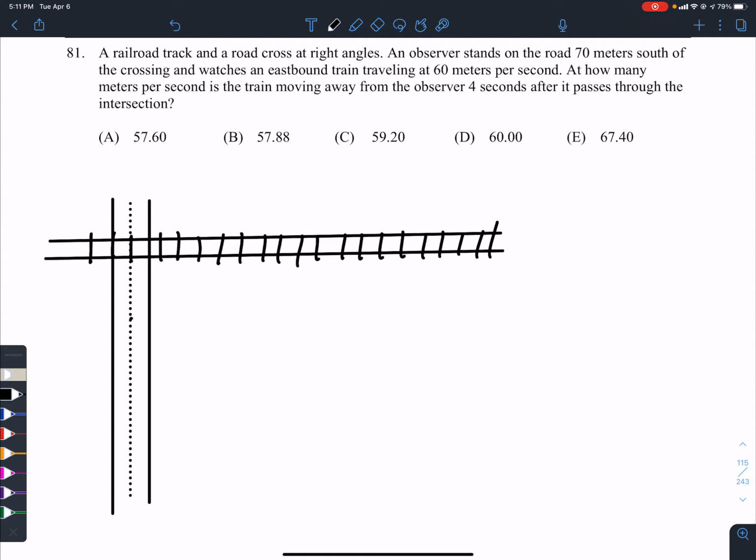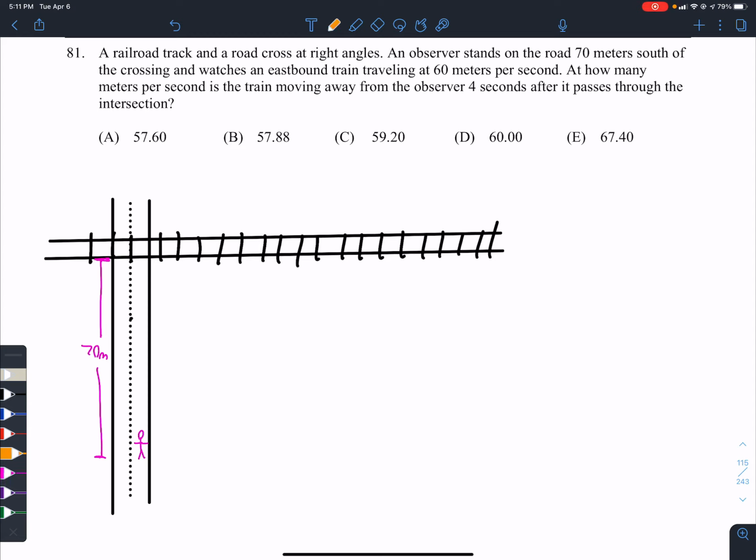1997, number 81. I've already drawn the picture for you. You have a railroad track and a road crossing at right angles. An observer stands on the road 70 meters south of the crossing point. So I'm going to draw someone here, 70 meters. So the distance from there to there is 70 meters. Then we're told there's a train traveling eastbound.